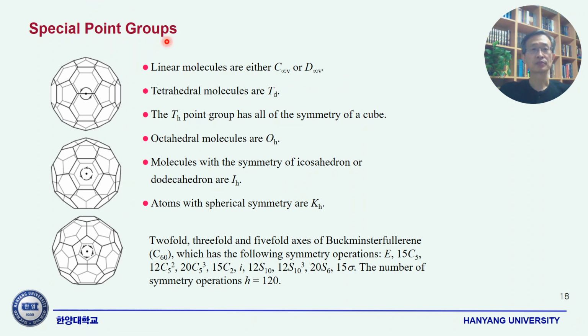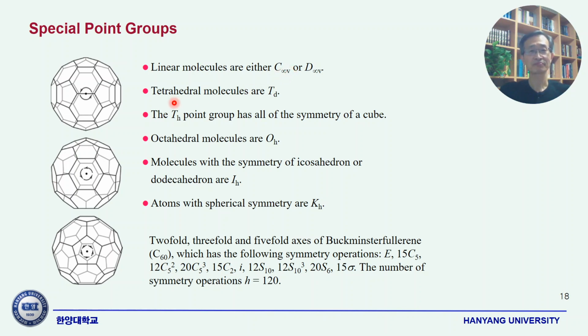Okay, but there are special cases or special point groups. If the molecule is linear, like H2, HCl, N2, a linear molecule is C infinity V or D infinity H. For example, H2 has a horizontal mirror plane perpendicular to the molecular axis, so those are D infinity H. But HCl does not have a horizontal mirror plane. In that case, that's C infinity V, with infinitely many vertical mirror planes.